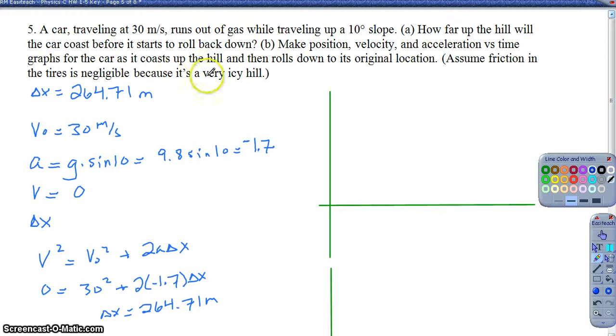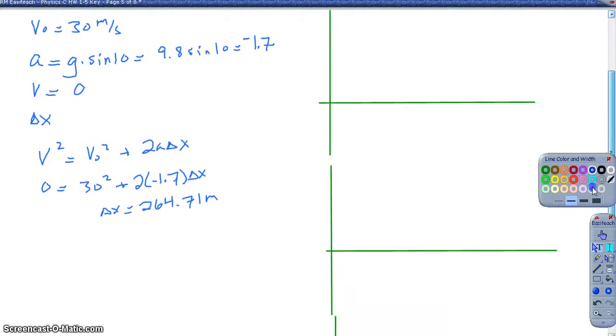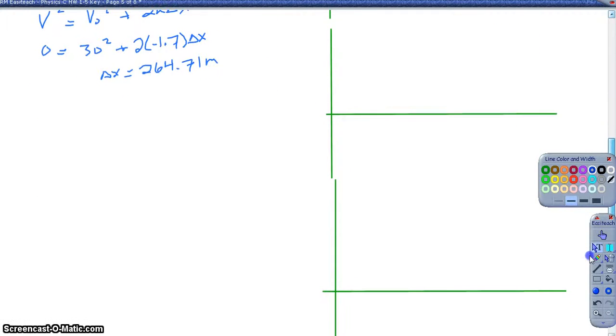Okay, so for part 2 of homework 1-5, we have to pick up here with part B of question 5. We've got to make our position, velocity, and acceleration versus time graphs for this cart as it coasts up the hill and then rolls back down. And again, you could start with any of these. Probably the acceleration or the velocity would be the easiest ones to start with.